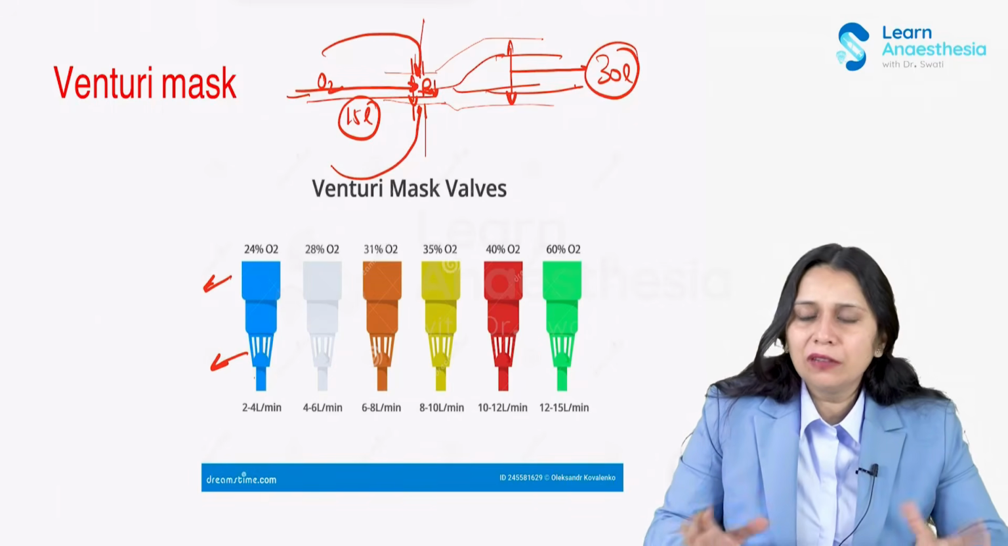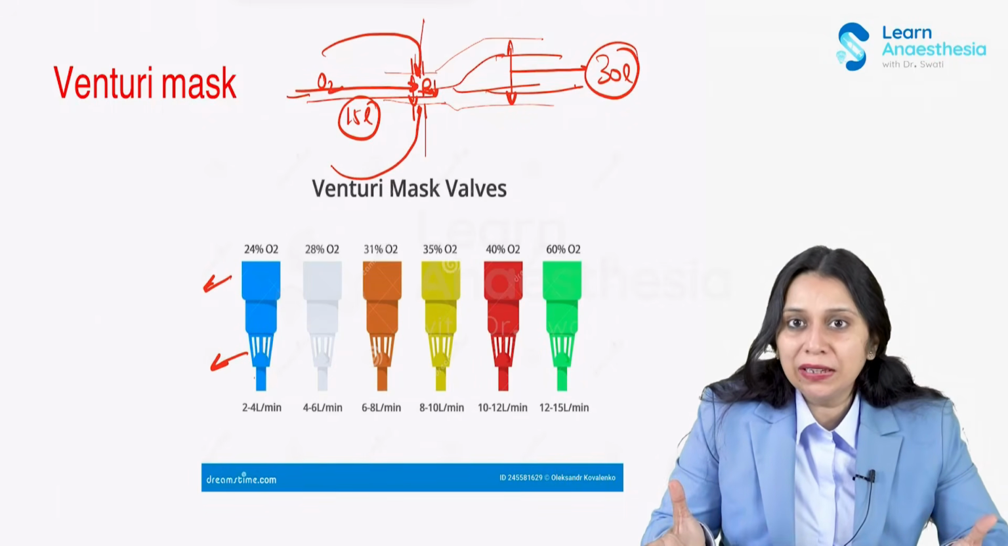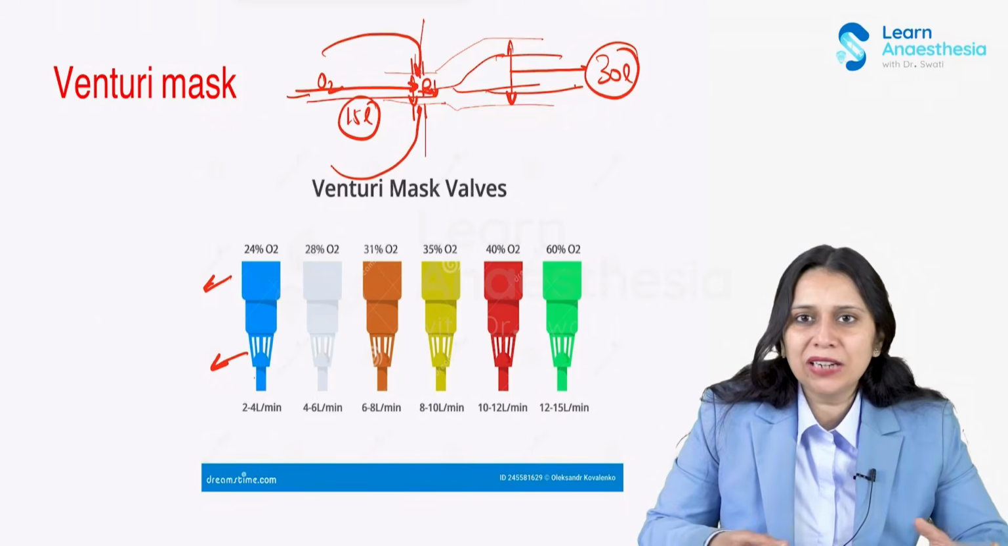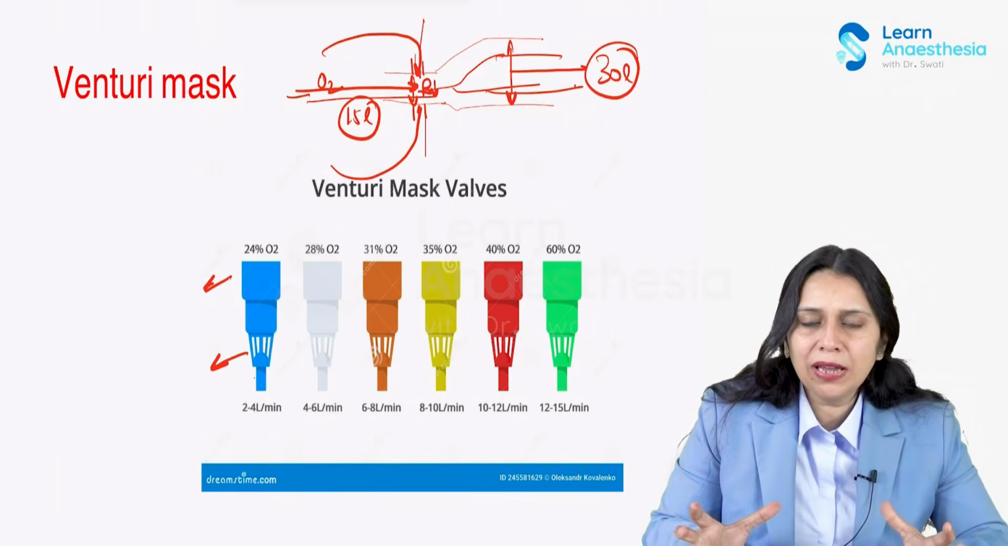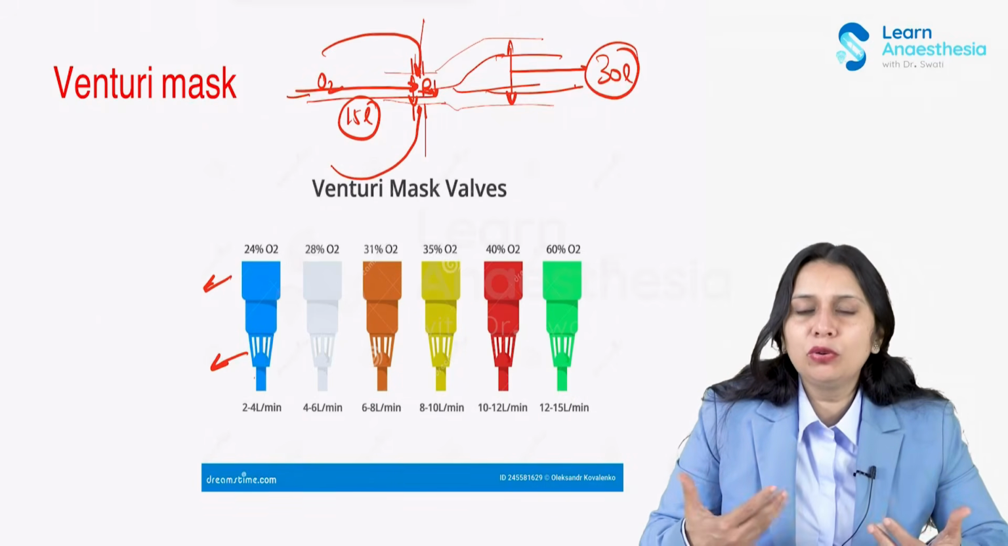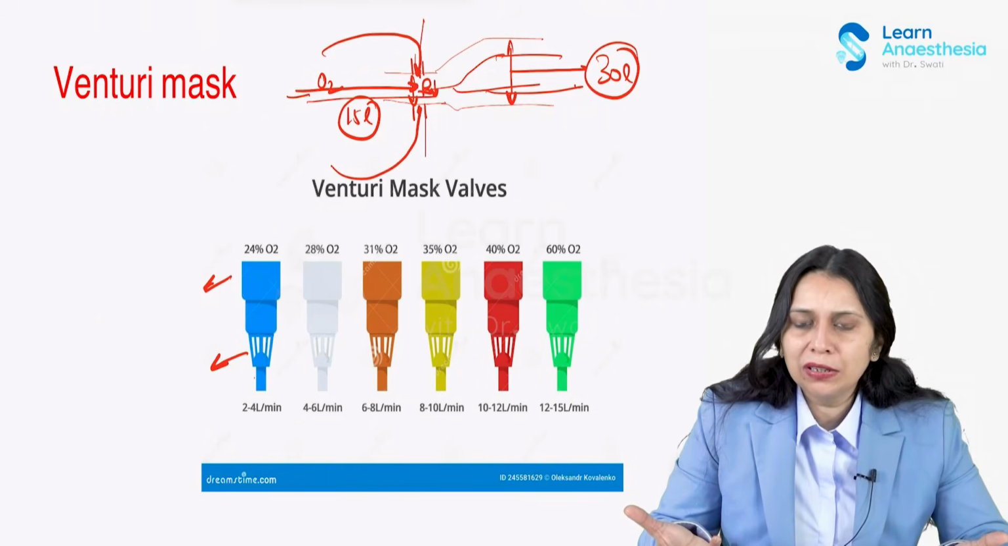It's a mask. We are giving gas, it's not a blending system. So we are giving oxygen at a particular flow, but because of the entrainment effect, it entrains room air and the patient receives more total flow than what we are giving, right? So this is because of the Venturi effect.